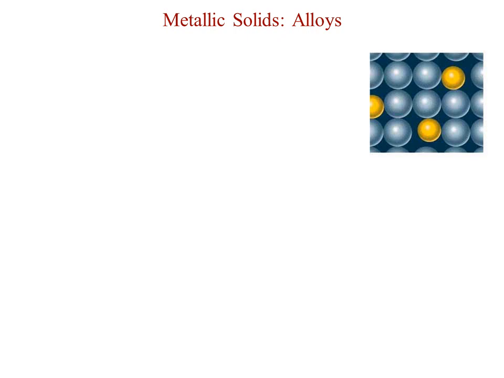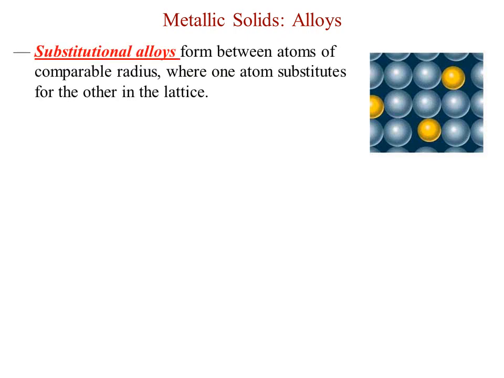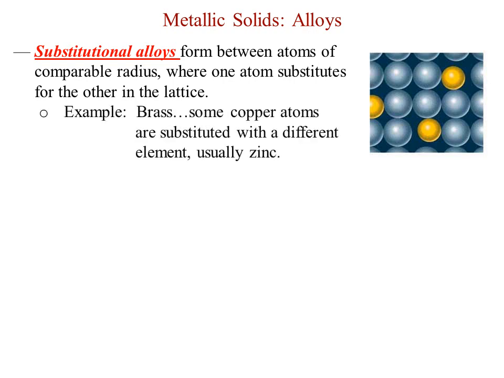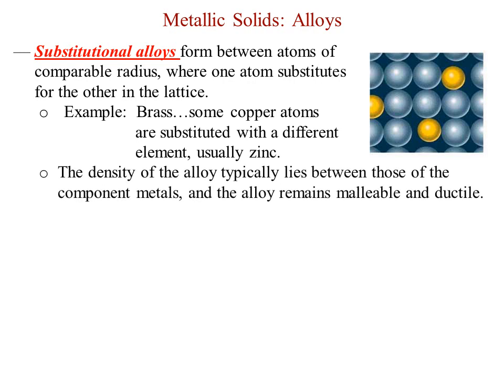The other type of alloy is called a substitutional alloy, and that forms between atoms that have about the same size of the radius. So for example, if you look at the periodic table, copper and zinc are next to each other in the 3D row, so they have about the same size. So if you mix copper and zinc, you end up getting brass, which is a substitutional alloy. And the density of the alloy typically lies between the component metals. So if you have a density of 5 and you mix it with a metal that has a density of 6, you'll have the average density of the material.